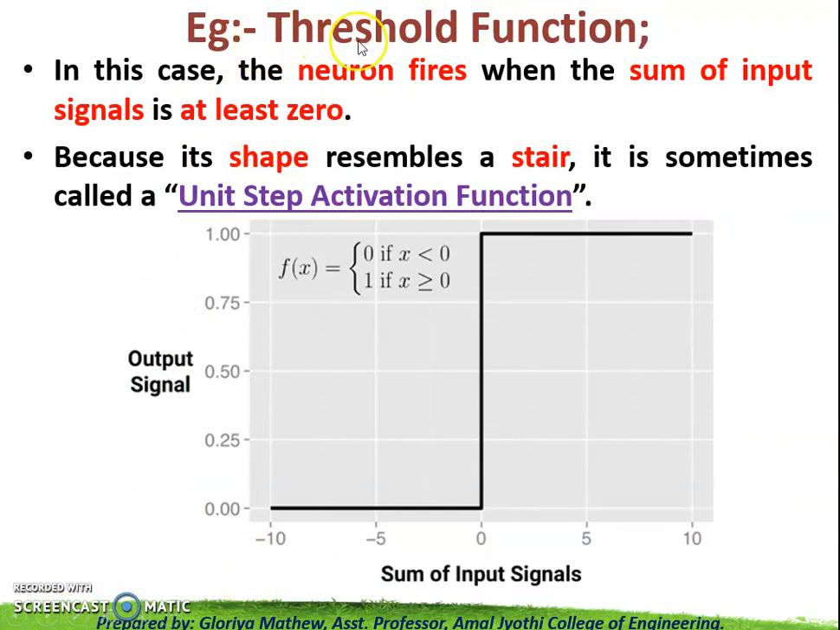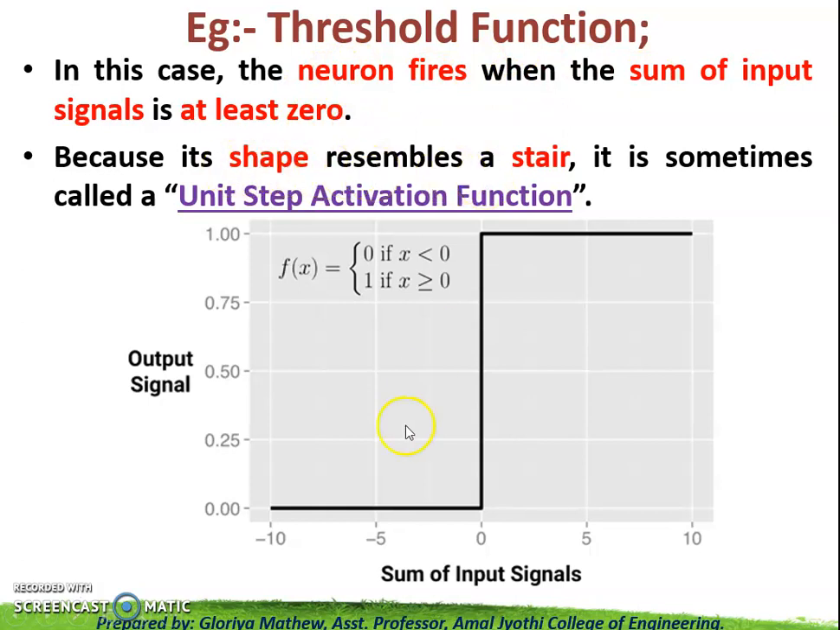So let's consider an example for a threshold function. Consider this graph. Here, the x-axis represents the sum of the input signals of an activation function and the y-axis indicates the output signal obtained from the activation function. In this case, the threshold is the zero value. Until the value 0, there is no increase in the output signal. That means the neuron will fire when the sum of the input signals is at least 0.